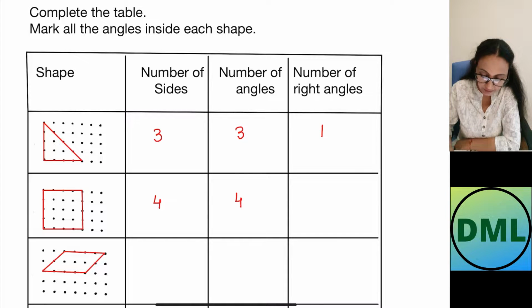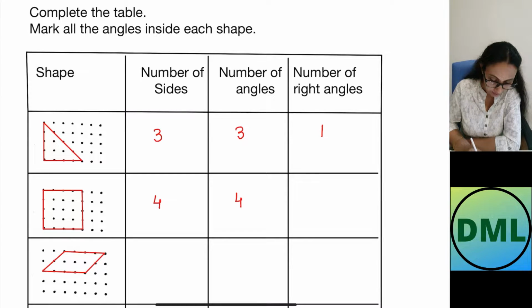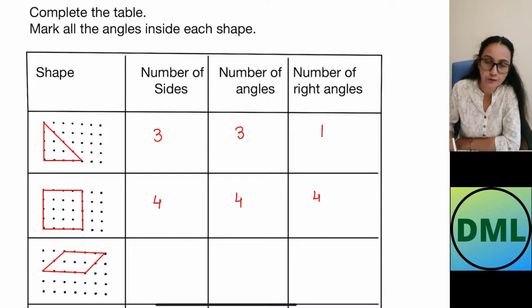I need to calculate the number of right angles. How many right angles are there? 4, right? 1, 2, 3 and 4, because all lines are perpendicular to each other. This is a square. So the number of right angles is 4 here.